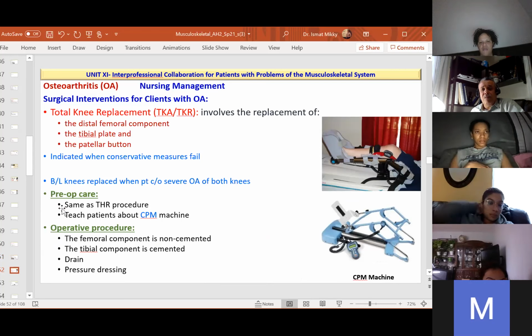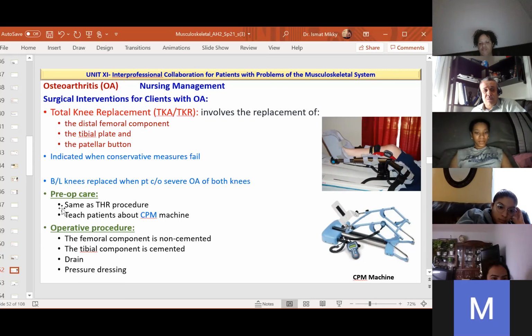Dislocation is not common status post total knee replacement like in total hip replacement. It's not one of the expected complications like in total hip replacement. So in total knee replacement, the dislocation is not common.